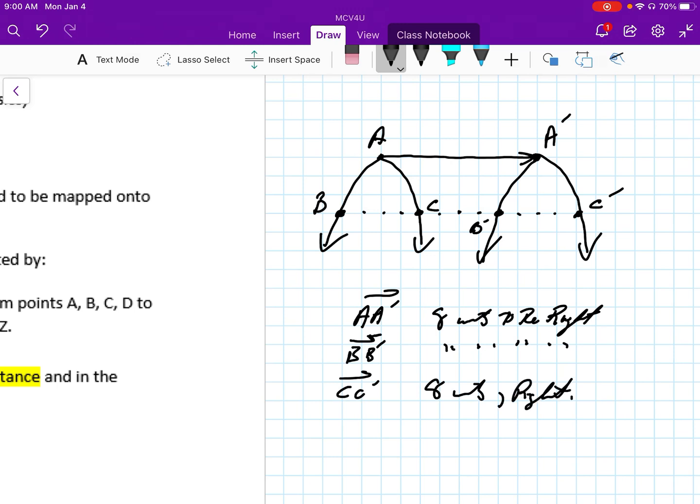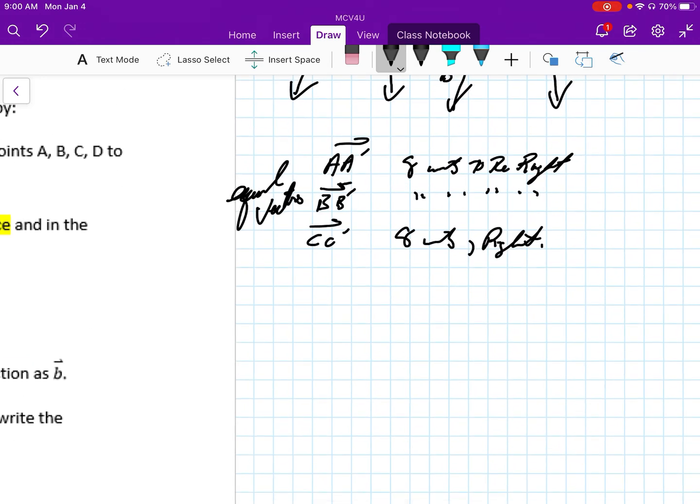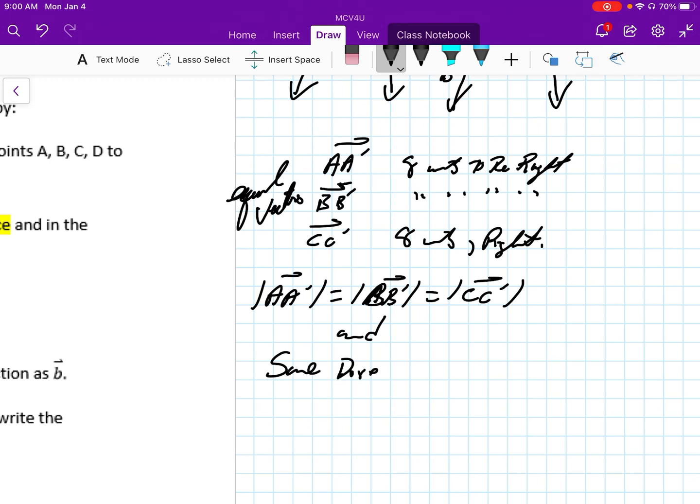Okay? We call these equal vectors. Why are they equal? They're equal because their magnitudes are the same, and we can write that out like this. Okay, this is B prime, and the magnitude for C prime, they're the same. And they're in the same direction. Equal vectors have the same magnitude and the same direction.